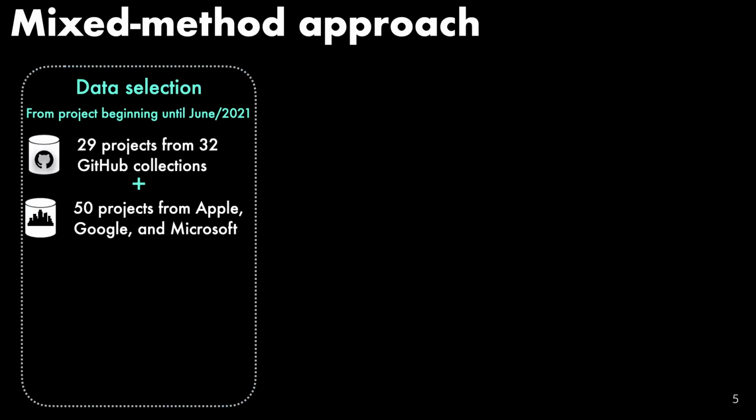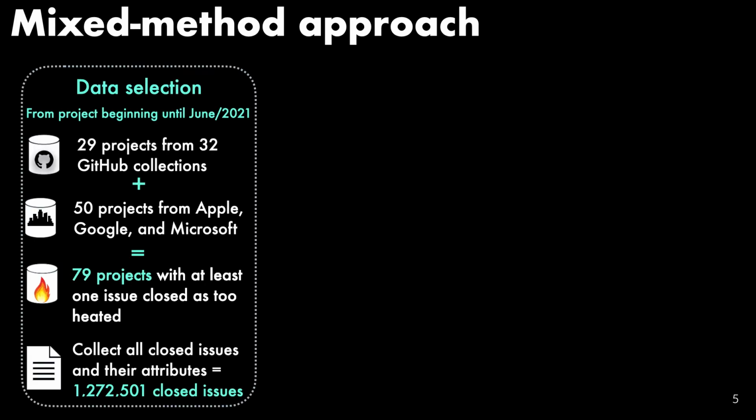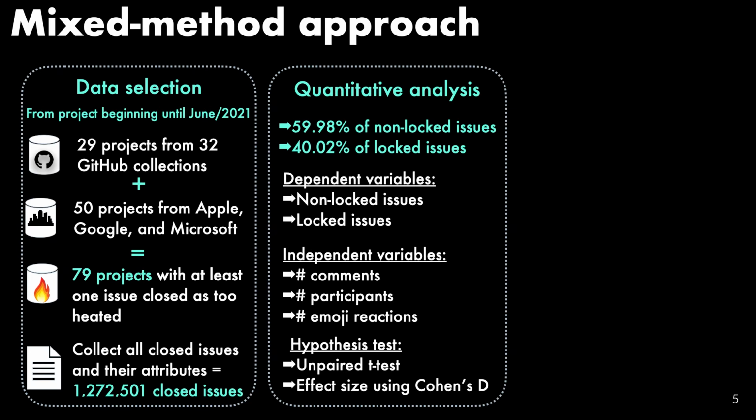First, we selected 79 projects from GitHub collections and large software companies. Then, we collected all closed issues and their attributes from the 79 projects, resulting in more than 1 million closed issues. We did a quantitative analysis on all closed issues to understand the nature of GitHub locked issues. For that, we conducted a statistical analysis to see if locked issues have more comments, participants, and emoji reactions than non-locked issues, as we hypothesized.